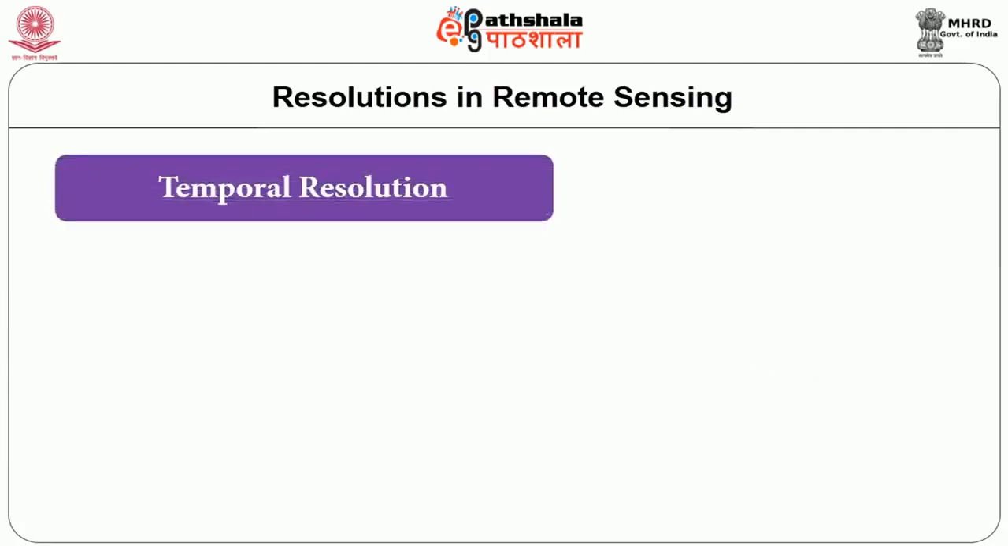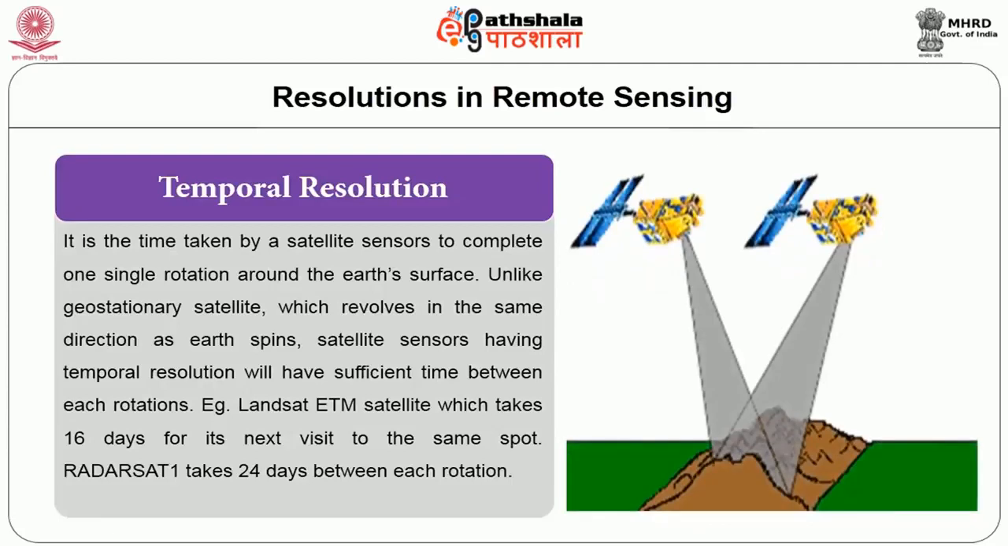Temporal resolution. Temporal resolution is the time taken by a satellite sensor to complete one single rotation around the Earth's surface. Unlike other satellites, for example geostationary satellites, it revolves in the same direction as the Earth spins.